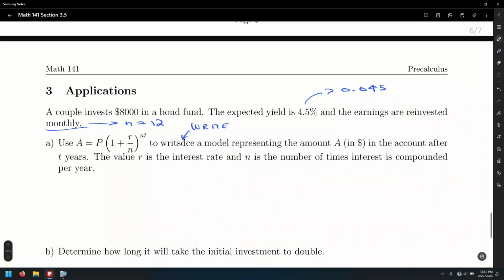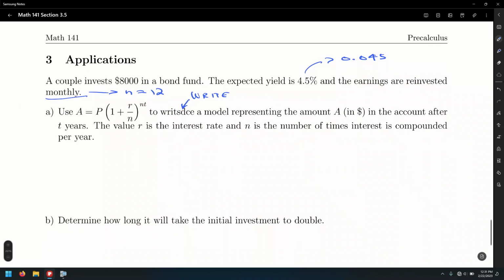I meant to write a model representing the amount A in dollars in the account after T years. The value R is the interest rate and N is the number of times interest is compounded per year. Like I mentioned, whether this is monthly, 12 times a year, or weekly, 52 times per year, etc. Or if it is continuously, we use the other function, the exponential function, that is the PERT formula. But in this case, it's not continuous. It's actually 12 times a year.